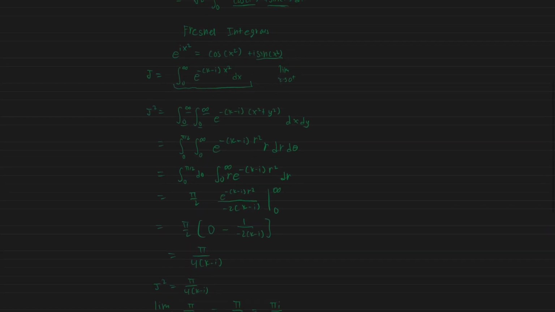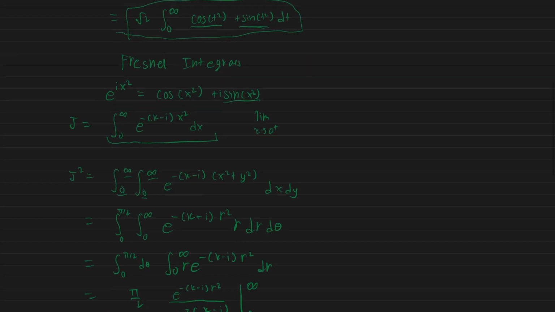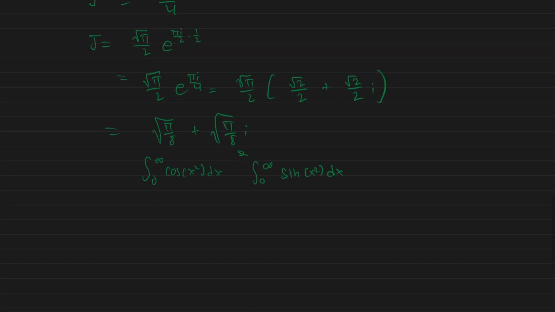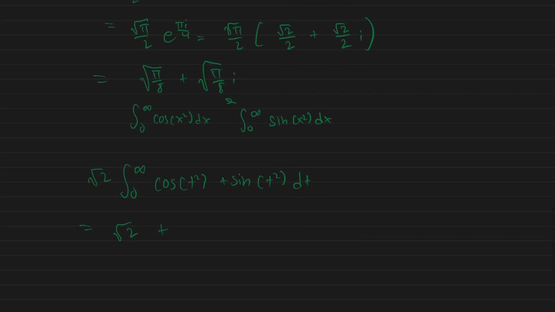Now what was it that we originally needed to find? We wanted to find this, right? So let's rewrite this at the bottom. We want to find root 2 times the integral from 0 to infinity of cosine of t squared plus sine of t squared dt. This is now going to be root 2 times the sum of square root of pi over 8 and square root of pi over 8.